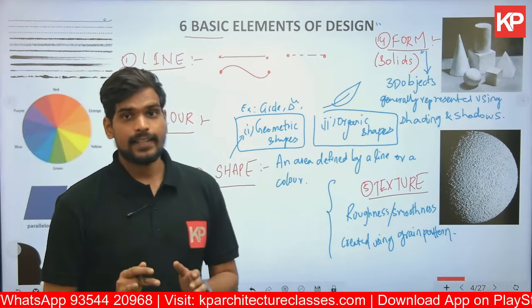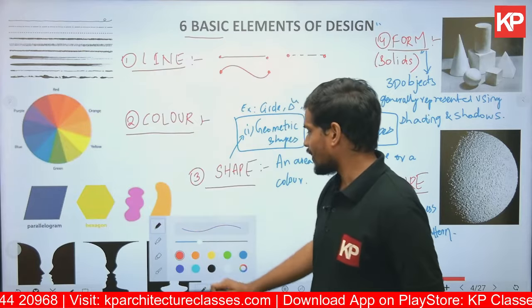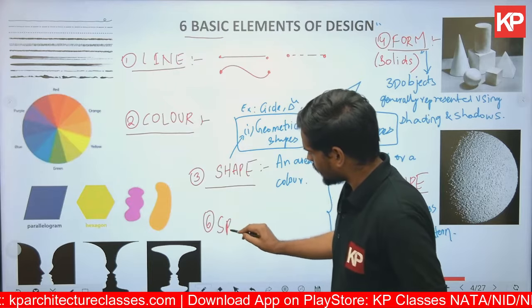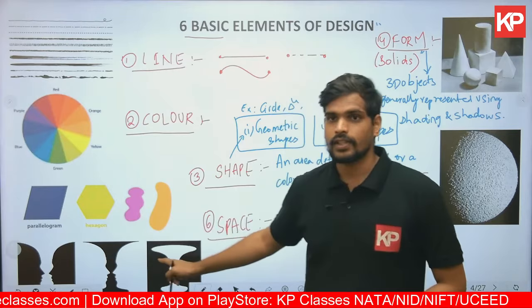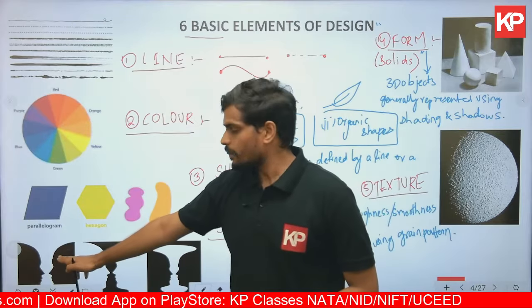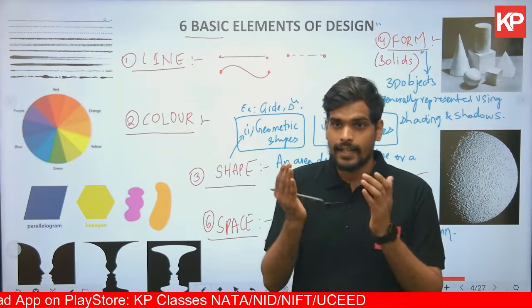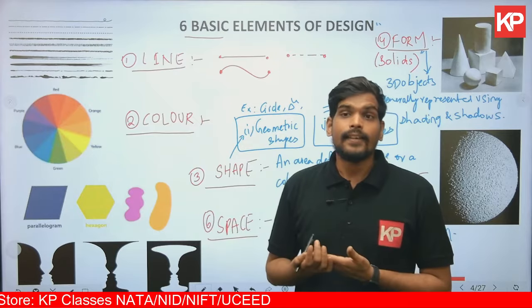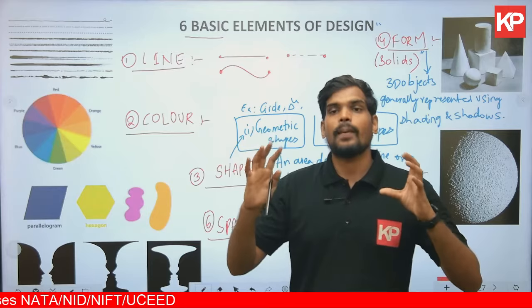Last and final, sixth element of design is space. Space is basically the area on which you create a design. Number 6 is space. You can look into these pictures at the bottom over here. The picture number 1 shows two faces with black shade and the background is white in color. That background is called a negative space. And the objects placed, the two faces, those are positive spaces.